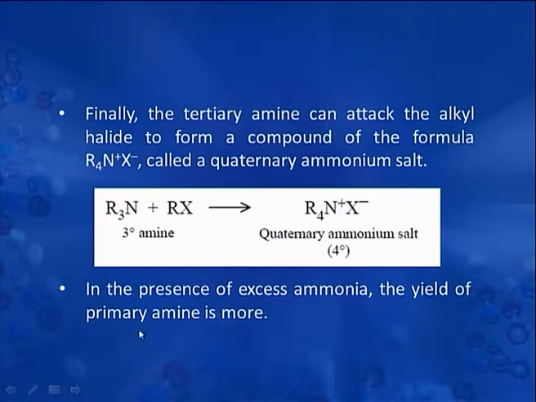Now, why is it that in excess of ammonia the yield of primary amine is more? The reason is that during the reaction of ammonia and alkyl halide, primary amine is formed, which acts as a nucleophile. But if we compare the amount of ammonia with that of primary amine, the amount of ammonia will be more and that is why there will be competition between the two and more of primary amine will be formed. And that is why if we want to prepare primary amine in excess, then excess of ammonia is taken in the reaction mixture.